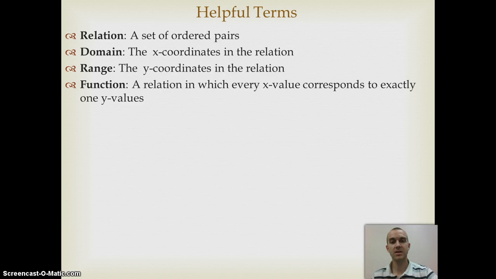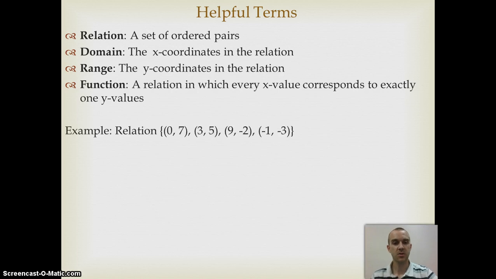A domain is the x coordinates within the relation. The range is going to be the y coordinates within our relation. And then a very special type of relation is a function, in which every x value corresponds to exactly one y value.